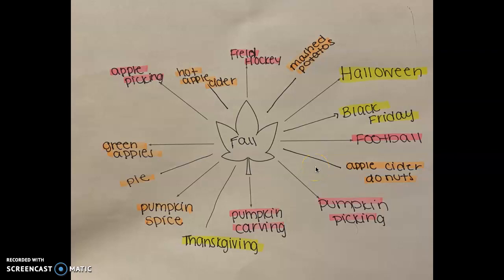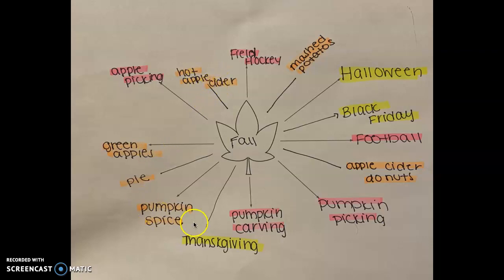So this lesson expanded on the previous one, where students had to create a web map with all the things that they liked about a specific season. For this lesson, I had students generalize those main ideas by finding similarities. So this was my example.